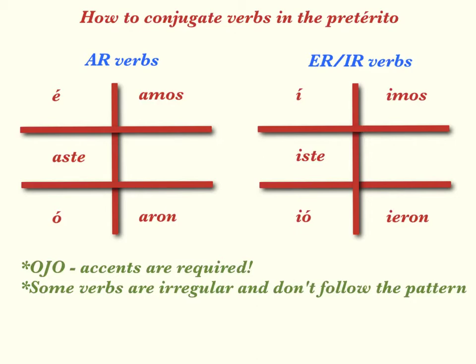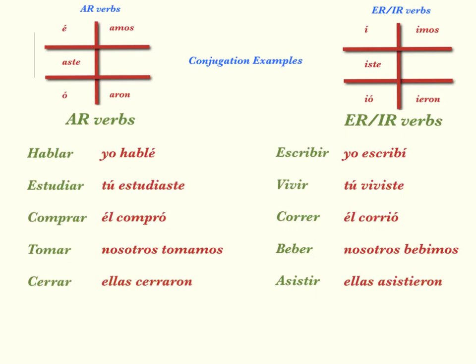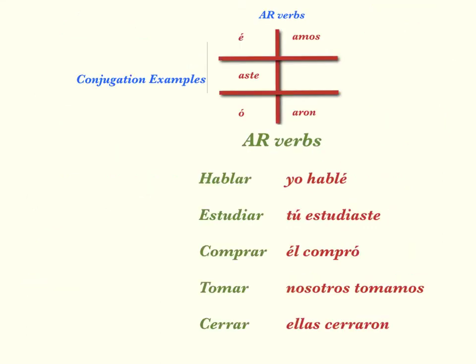Okay, so let's take a look at some examples of verbs in the preterite tense. When conjugating verbs in the preterite tense, we have two different sets of endings for AR verbs and ER verbs. Let's first look at the AR verbs. When conjugating verbs in the preterite, and specifically AR verbs, it follows the standard process of conjugating any verb. You've already learned this before.